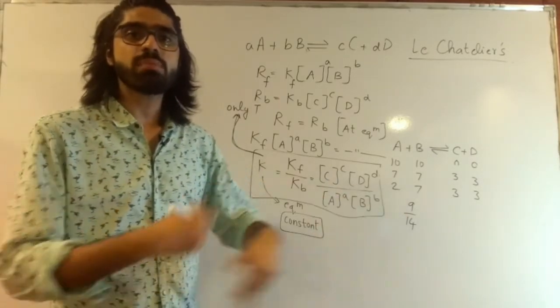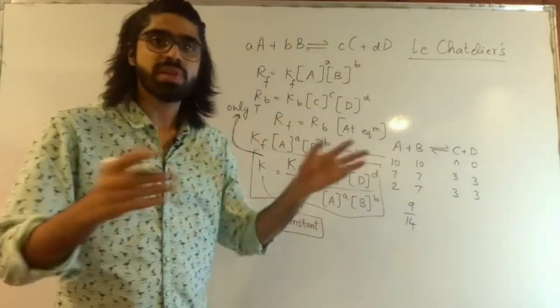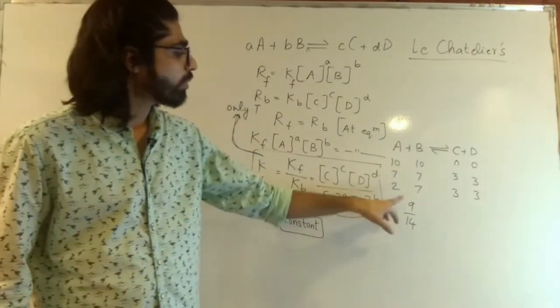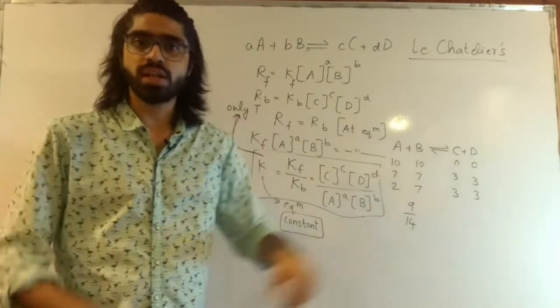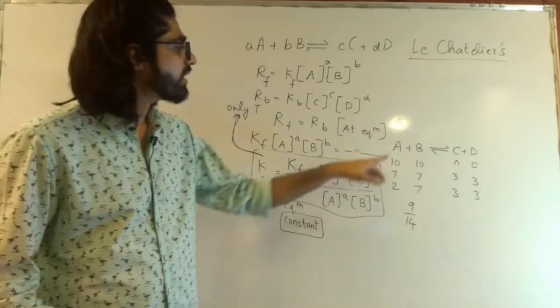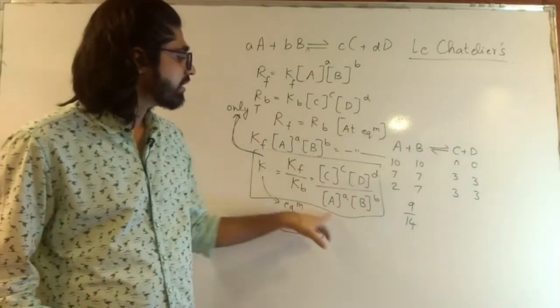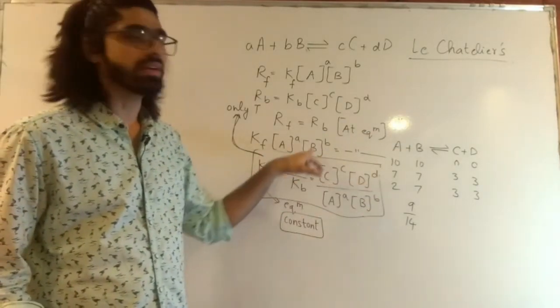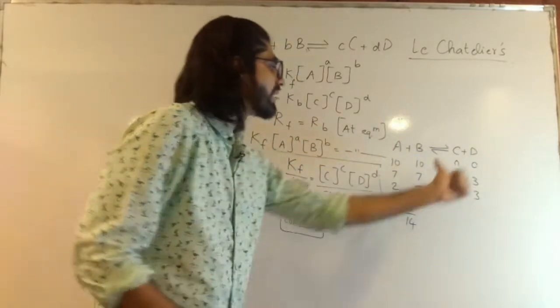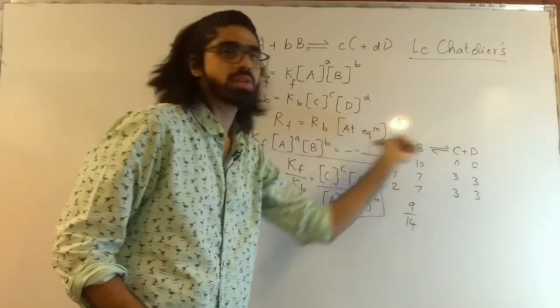The reaction will keep making the species react with each other till the K value reaches 9 by 49. So from 9 by 14, if you want 9 by 49, you have to decrease the K value. And for decreasing the K value, you have to increase AB, and you have to decrease CD. So for decreasing CD and increasing AB, the reaction has to go in the backward sense.